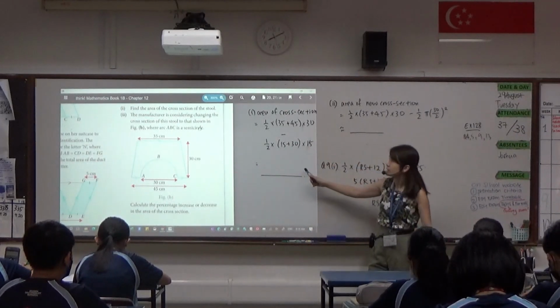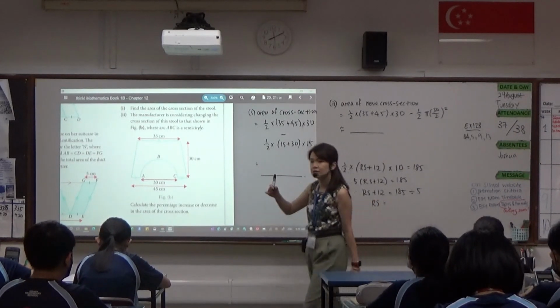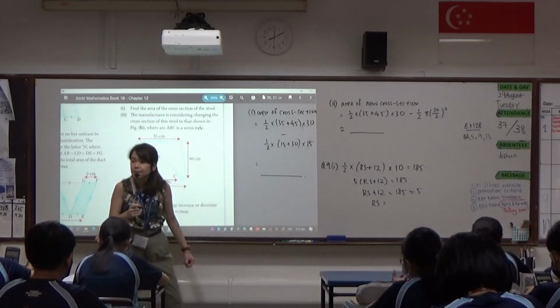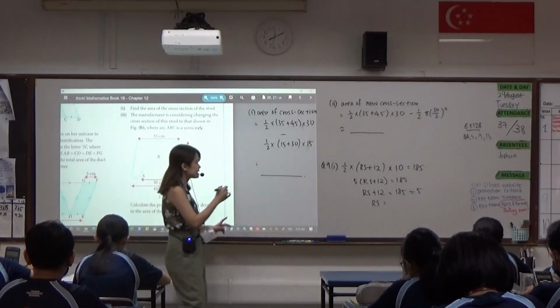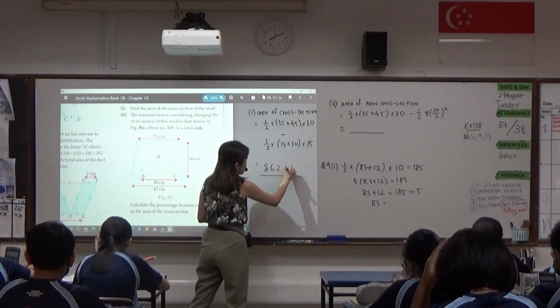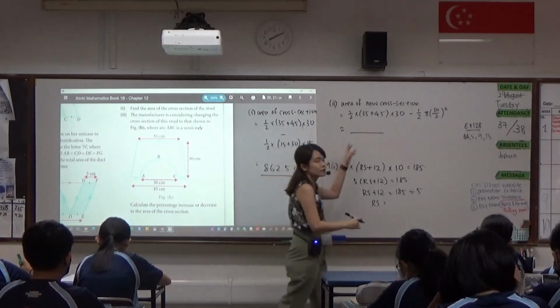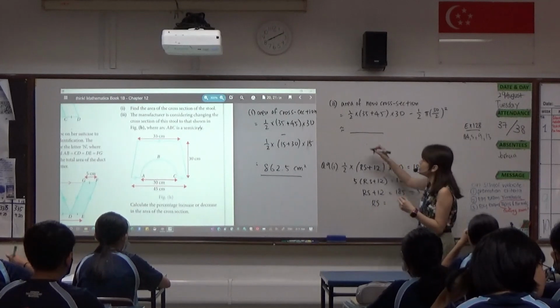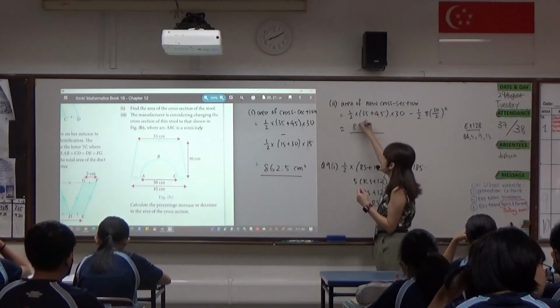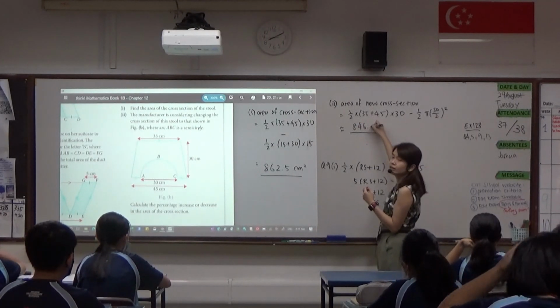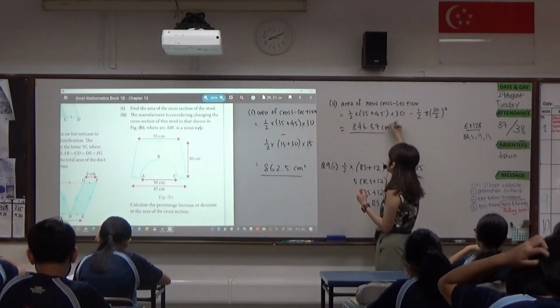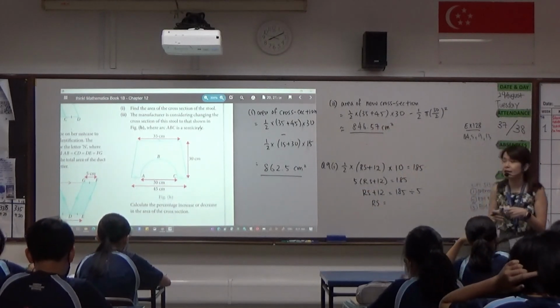Sorry, someone give me, what's the answer in part 1? 862.5. So this is an exact value, right? Cm squared. How about part 2? 846.57. Okay, alright, so truncated to 5 s.f.